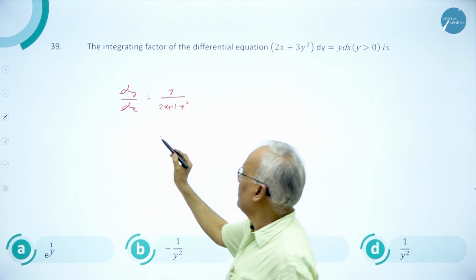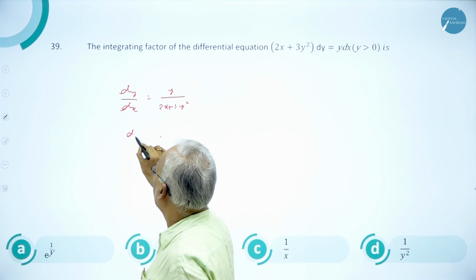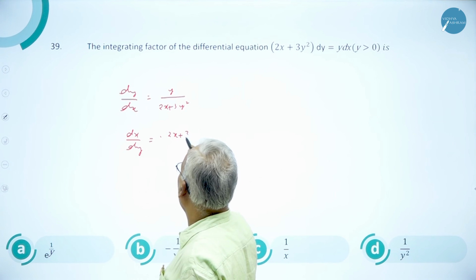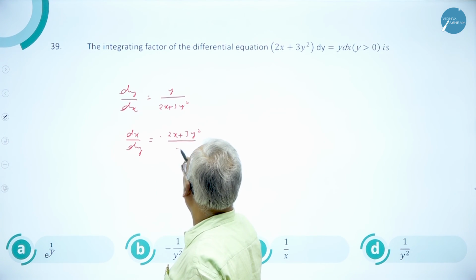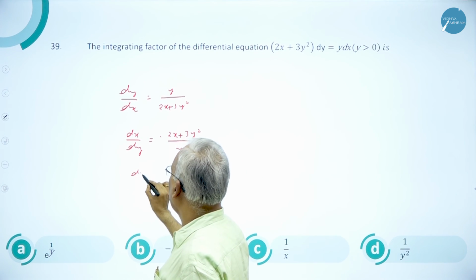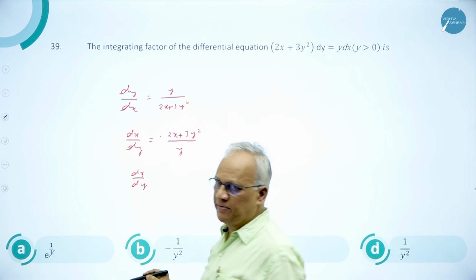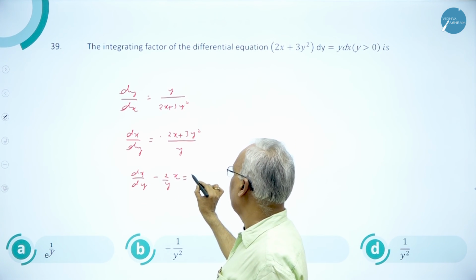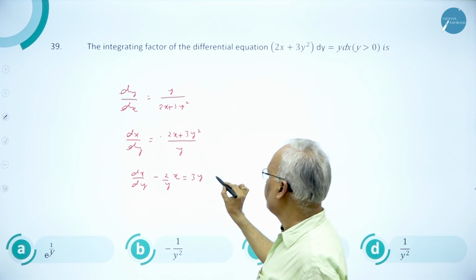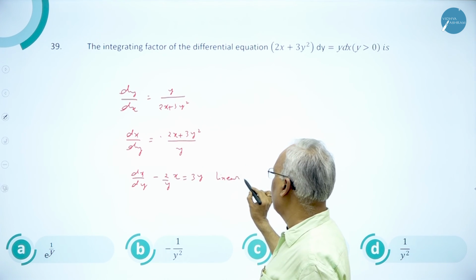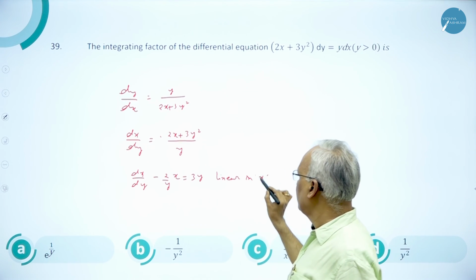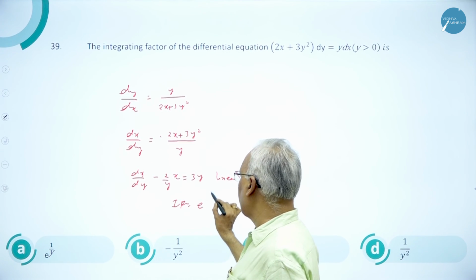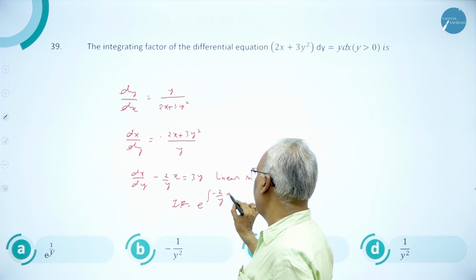This is not linear in y, but I take the reciprocal, dx by dy is equal to 2x plus 3y squared divided by y. We can write this as dx by dy. You just change the role of x and y now. So dx by dy minus 2 divided by y into x is equal to 3y squared by y, that is 3y, which is a linear differential equation in x, linear in x. So what is the integrating factor? Integrating factor is e to the power of integral minus 2 by y dy.